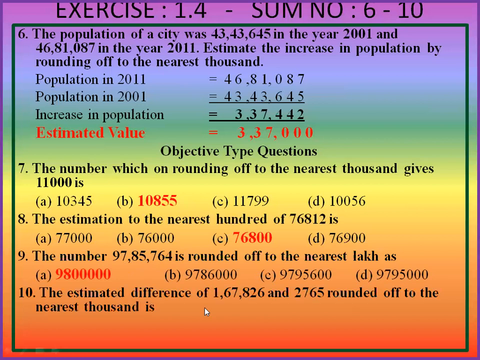The estimated difference of 1,67,826 and 2,745 rounded off to the nearest thousands. So when you round off this to the nearest thousand, this is almost 1,68,000 and this is 3,000. So when you subtract 1,68,000 minus 3,000, you get 1,65,000.